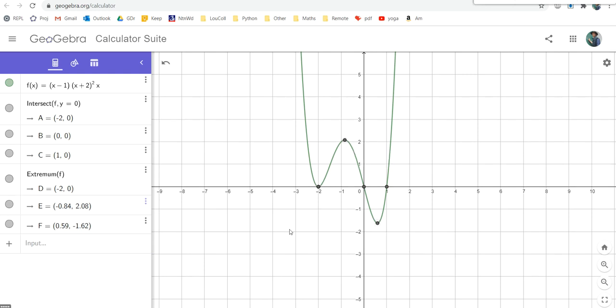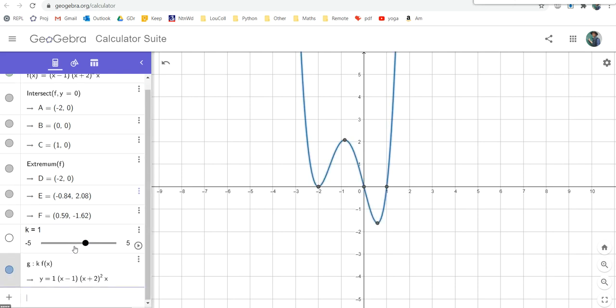Now we've got those points, we can start to think about what happens when this curve gets changed. What I mean by that is to start with something simple like this. y equals k times f of x. As soon as I enter that, we've got a new graph, which is exactly overlaying the old graph. And that's because k is equal to 1 by default. But GeoGebra recognizes k as a constant that might vary. In other words, it's a number we can change as we choose.